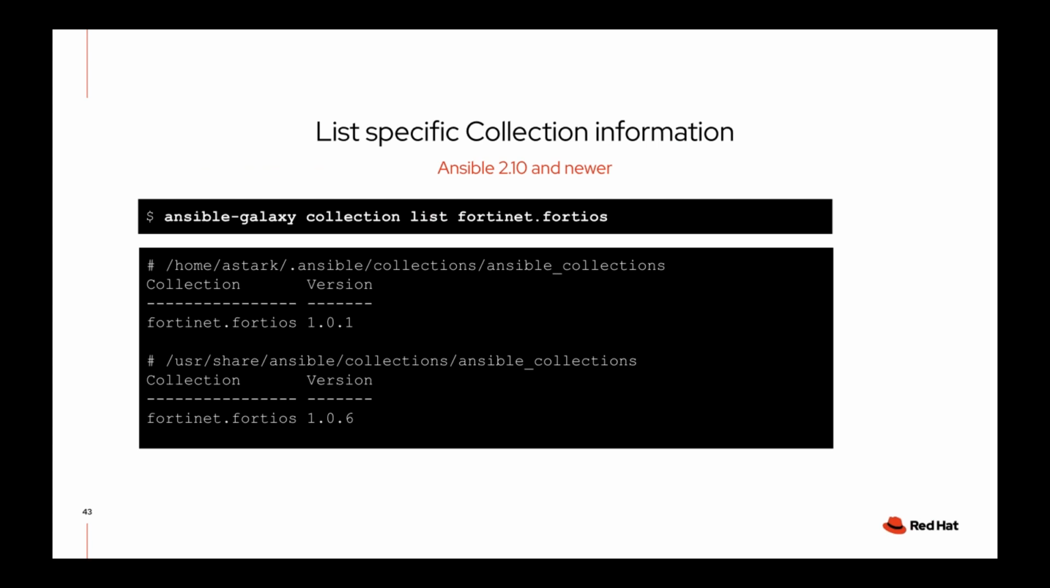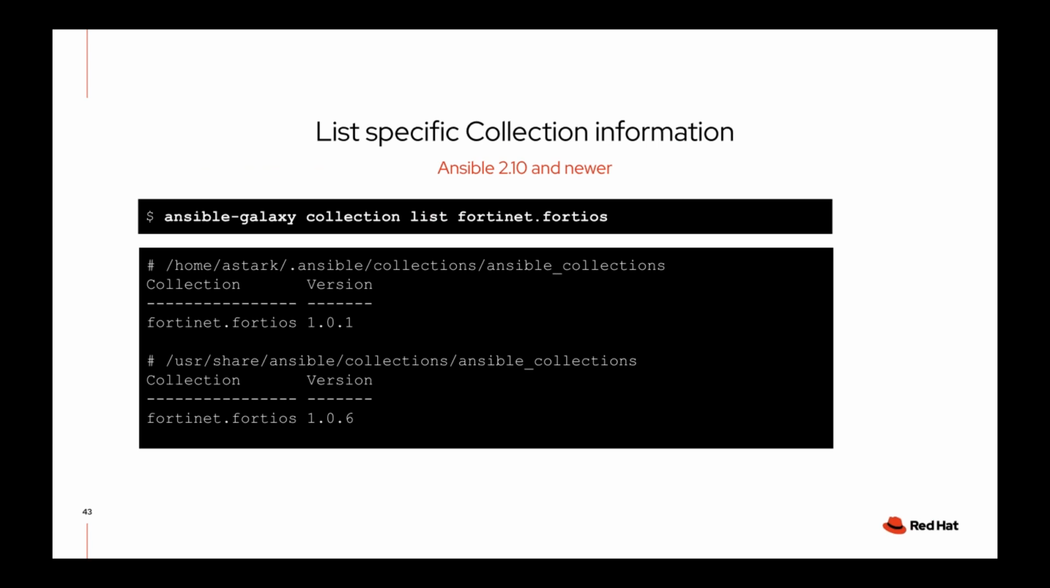And you can also list a specific collection. So imagine the previous example only showed 6 collections, but imagine you had 65 collections installed. You might just want to look at one specific collection and where it's installed on your system. And you can see here, this is important, this one's actually stolen from the docs, that the version it's going to use first is 1.0.1, where the newer version, I don't know if it's the newest, is in usr/share/ansible.